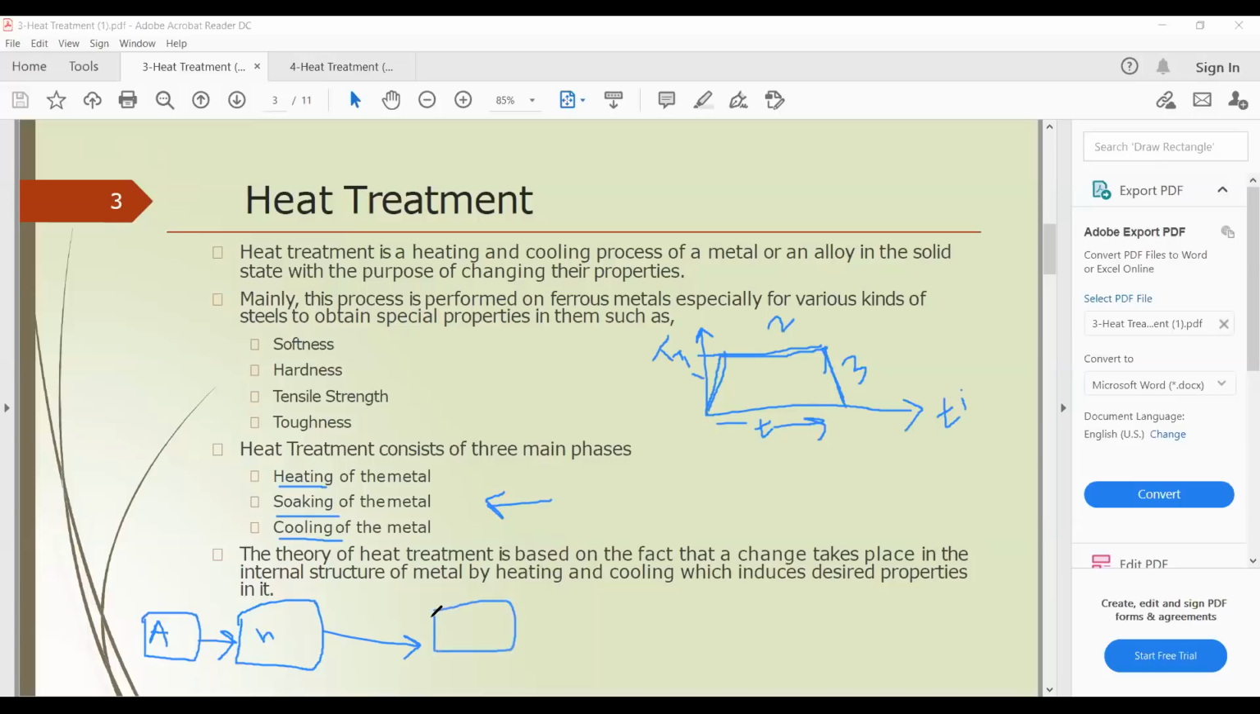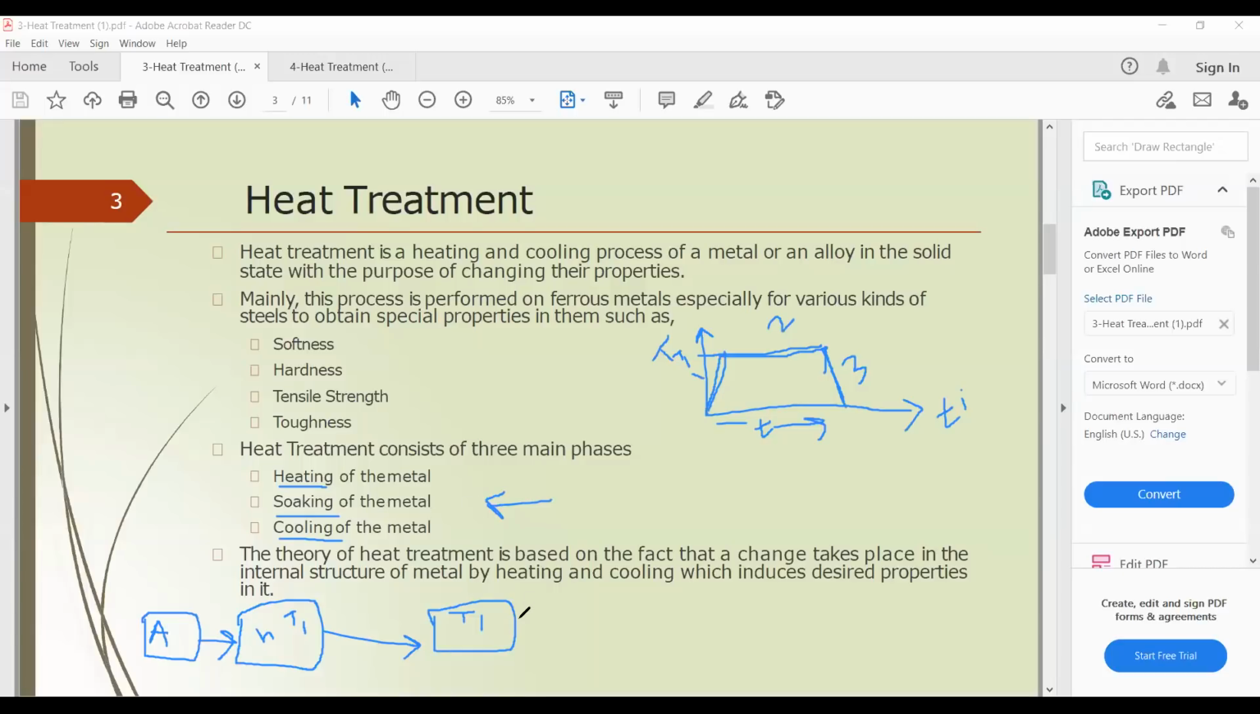Soaking process means what you are doing here. There is a predefined temperature, T1. So you heat that metal to that temperature. Here also the temperature level is T1, right? So that is a predefined temperature. Then you keep the metal at this temperature for a specific time. That is called soaking of the metal, right?